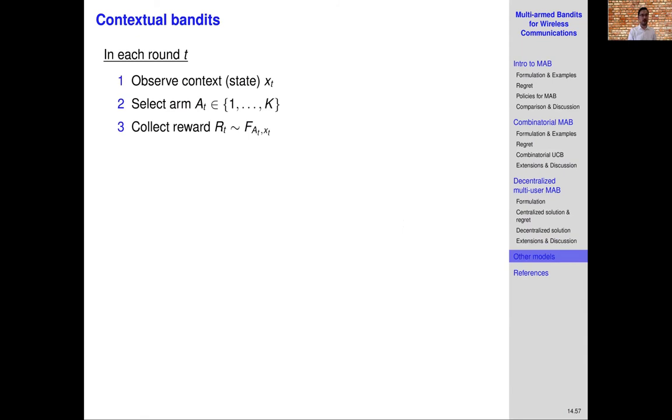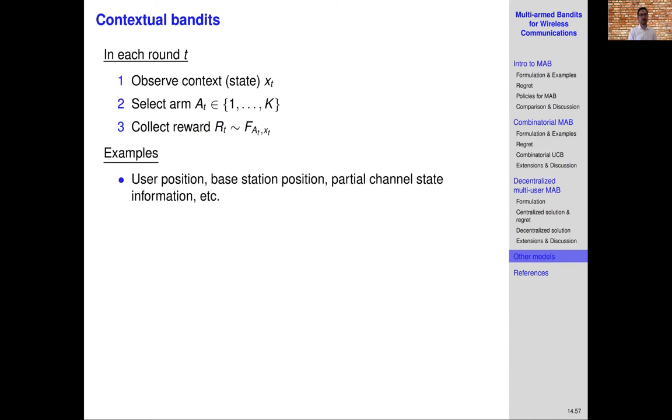And in the final part, I would like to mention other bandit models. One other bandit model is contextual bandit. In a contextual bandit, in each round, the learner observes a context, X of phi. It will select an arm after observing a context, and it collects a reward, which is a noisy reward that is sampled from the reward distribution of that arm, which is also parameterized by the context. Examples of context in wireless communications include user position, base station position, partial channel state information, or others.